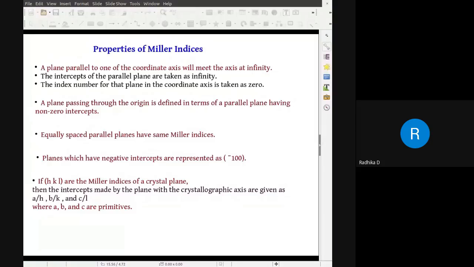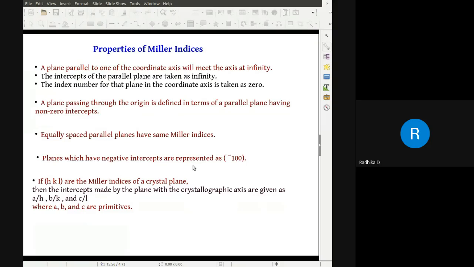Correct. So then what happens? All of them are equally distant, right? 1, 0, 0, 2, 0, 0, 3, 0, 0, correct? So equally distant planes will have the same Miller indices. So I can represent all of them with the same value 1, 0, 0. So 1, 0, 0, 2, 0, 0, 3, 0, 0, 4, 0, 0, 5, 0, 0, all are the same. I can say it is a 1, 0, 0.